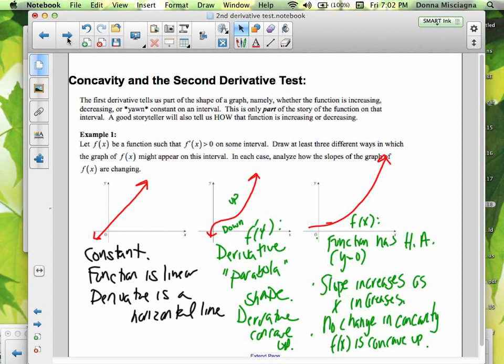The function here has a horizontal asymptote at y equals 0. The slope increases as x increases, but there's no change in concavity. That is always concave up, as opposed to my other graph where I'm concave down on part of it. So I'm still increasing everywhere, but I'm not increasing at the same rate in the second graph. I'm not increasing at the same rate in the third graph either, but there's no change in concavity. That one is always concave up. So here, all three graphs are increasing. First derivative is positive. However, the shapes of the graph are very different.